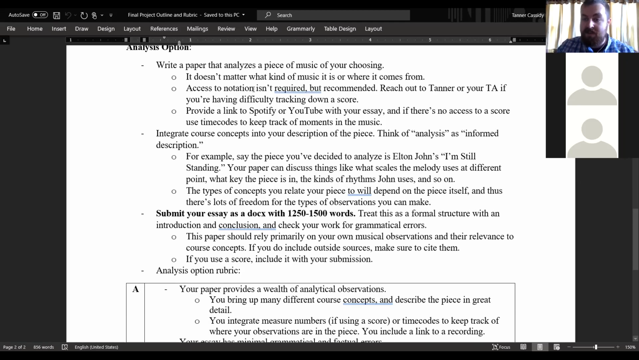As we've been doing in the listening journals, you don't always need a score, but it helps. And we've been finding ways to work with scores, or to work without scores, through things like MuseScore. So reach out to me or your TA if you have any questions tracking down a score. Provide a Spotify link or YouTube link with your essay, because if there's no access to a score, you'll be able to keep track using time codes. But even if you do have a score, include a link just so we can listen along.